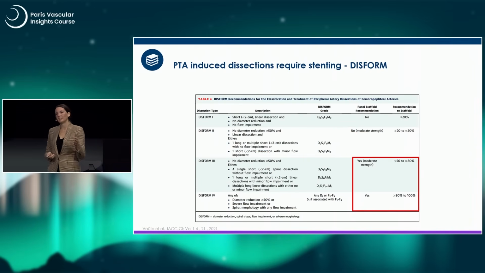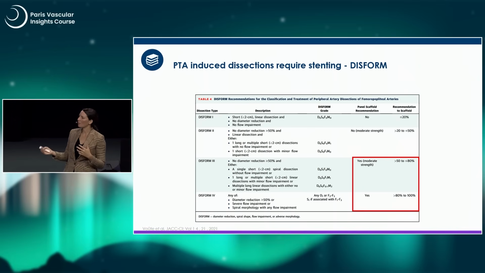And that's also what this expert panel said when they did this dissection classification, saying that if you've got a spiral dissection or multiple linear dissections or maybe a flow-limiting dissection, or residual stenosis more than 50%, you're going to want to stent these lesions, basically.